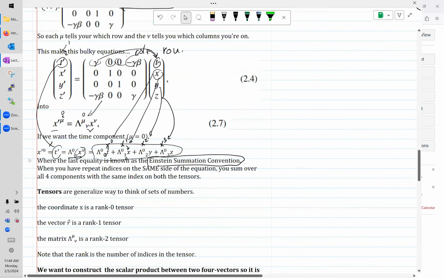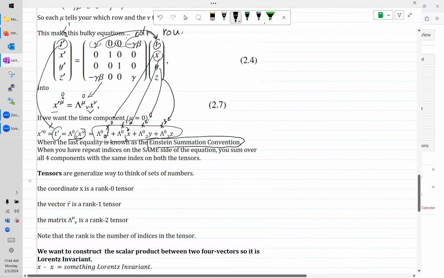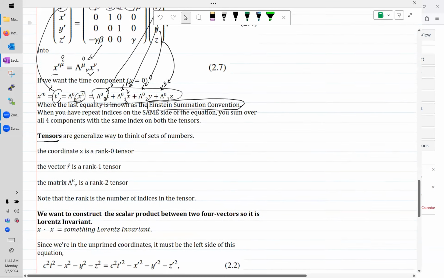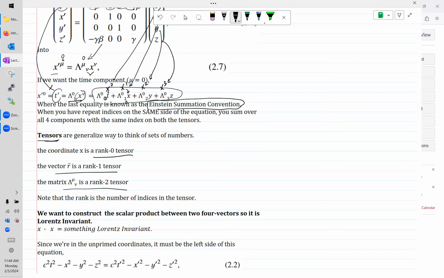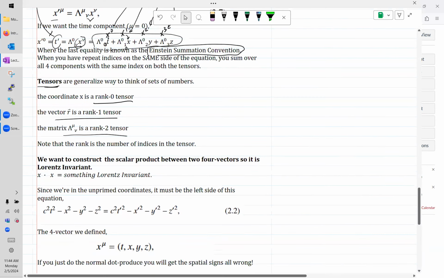Just to elaborate on this a little bit, in general these things are called tensors. Anything that is a matrix or a vector, and technically a scalar, which is just a number, is a rank 0 tensor. A vector is a rank 1 tensor. A matrix is a rank 2 tensor, and you can make rank 3 tensors out of cubical shapes and stuff like that. But we're not going to deal with rank 3 tensors in this class.